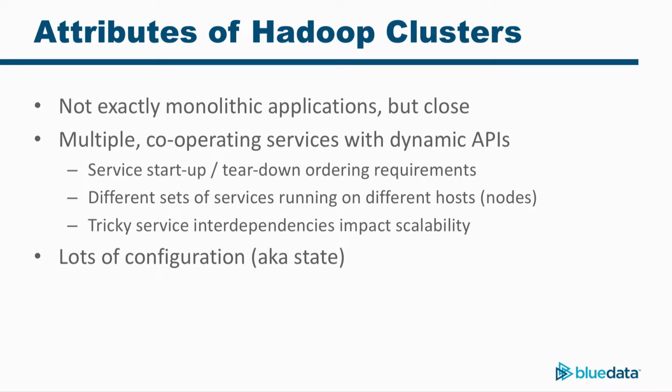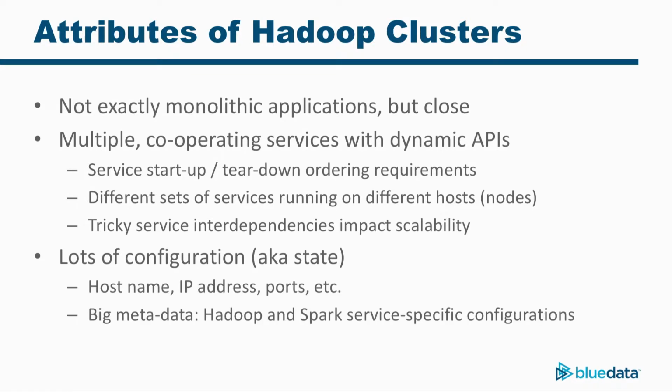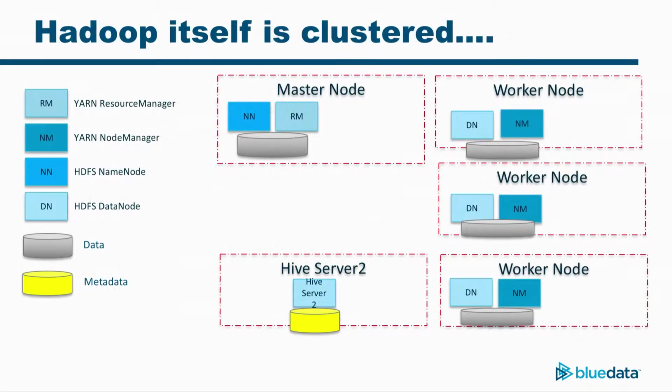There is configuration for the manager that you're using, whether it's something like Ambari. You've got HiveServer2, which is backed by a database. You can come up with many services that each are maintaining state. There are host names, serious dependencies on FQDN and the stability of that FQDN, IP addresses, ports. There's just a lot of configuration and metadata in these clusters.